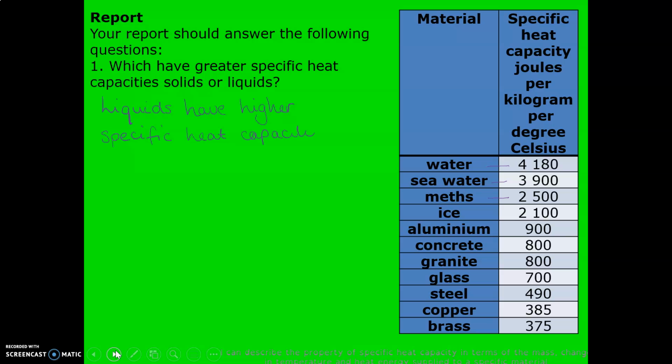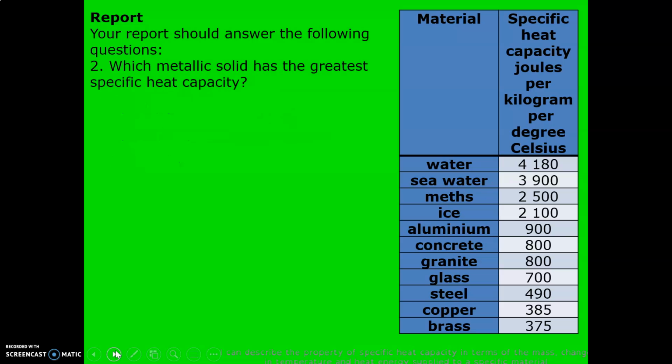It should be quite clear just from looking at the values that you're given in the table. The numbers are higher, so the liquids have much higher specific heat capacities than the solids. You can just do that by comparing it on the table.